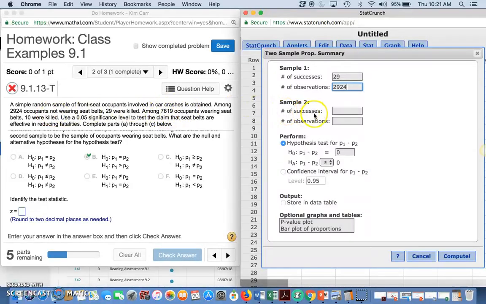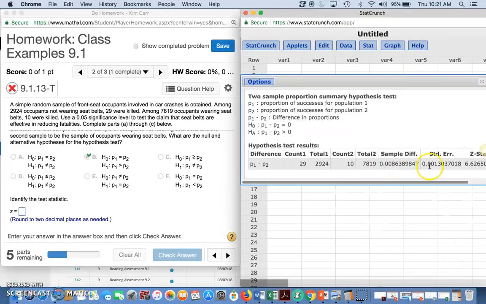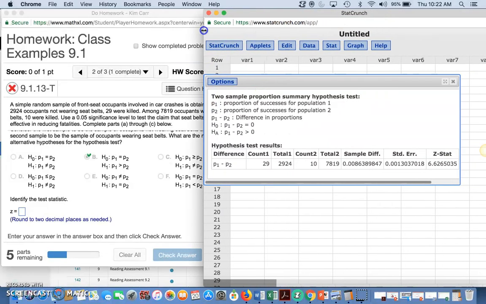The second sample is 7,819, and only 10 were killed. Okay, remember to keep that P1 minus P2. We have chosen greater than, so we want to change this to a greater than symbol and compute. Okay, we want the Z out here, so we're going to have to move this over just a hair to be able to get the Z stat.